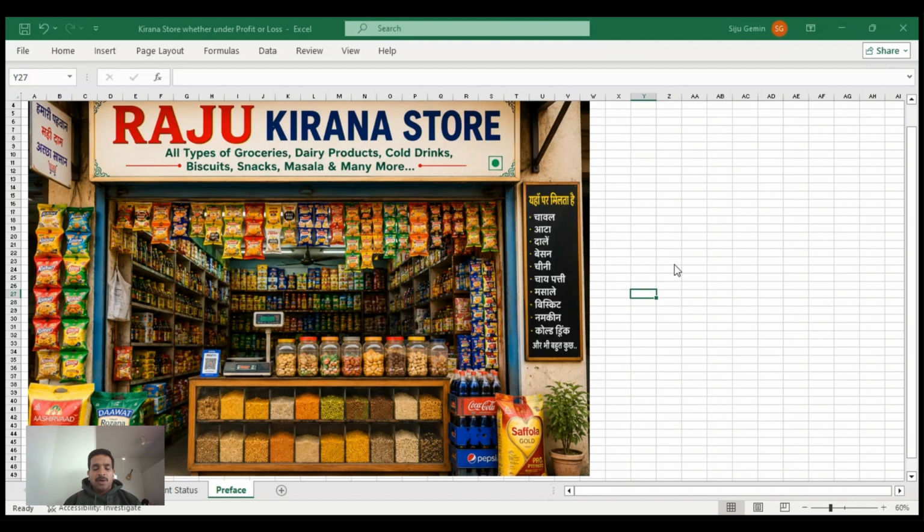So then, how do we know whether the store is run profitably or not? Let me give you an illustration of how to find whether a Kirana store is doing profitably or not. Let me give an example here.